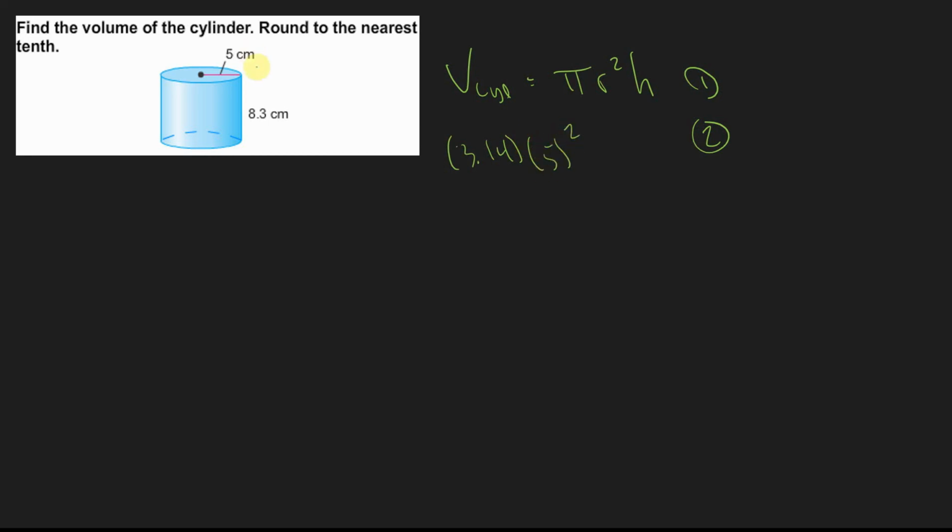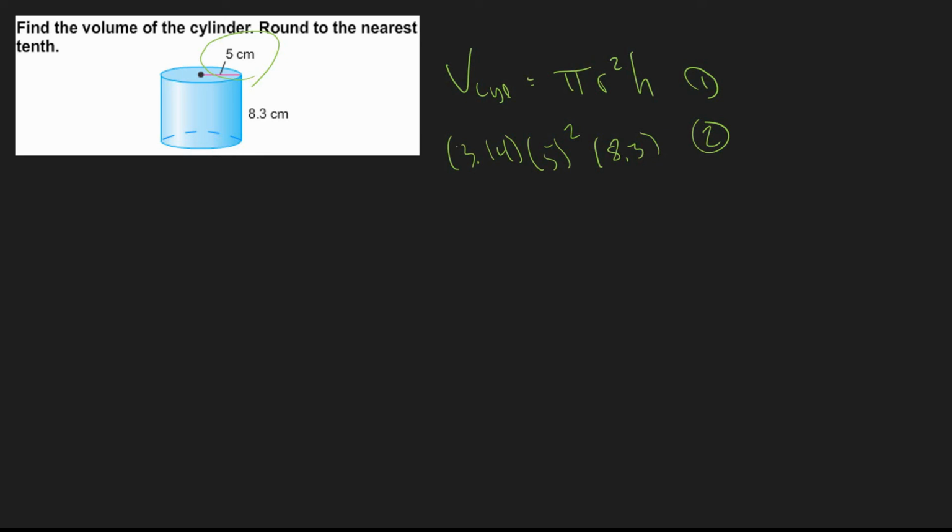Now, some of you might be thinking, but Mr. Hossein, it already gives you 5. You got to cut it in half. But remember, it's already giving you halfway across the base, halfway across the circle. The only time you cut it in half is if it gives you all the way across. So in this example, I did not need to cut it in half. And then my height is 8.3.